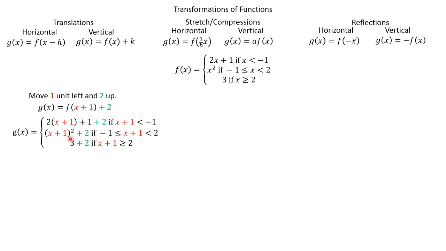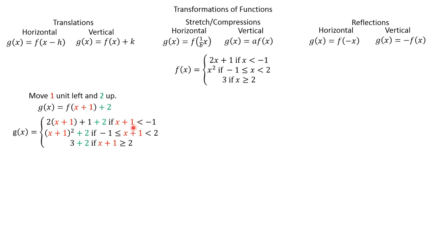This x plus 1, x changed to x plus 1 plus 2. And 3 plus 2, there's no x plus 1 here, but there is 1 here. We can simplify the 2x plus 2 when we distribute. Plus 1 plus 2 will be 2x plus 5. This I just leave as x plus 1 squared. If you really want to, you can distribute that to be x squared plus 2x plus 1, and then plus 2. And then 3 plus 2 is just 5.